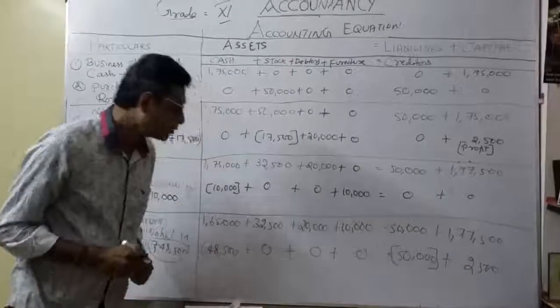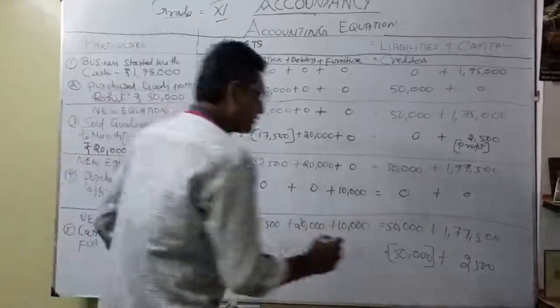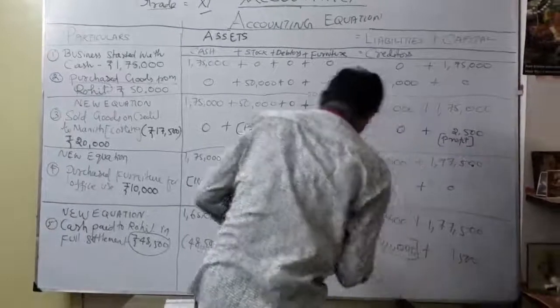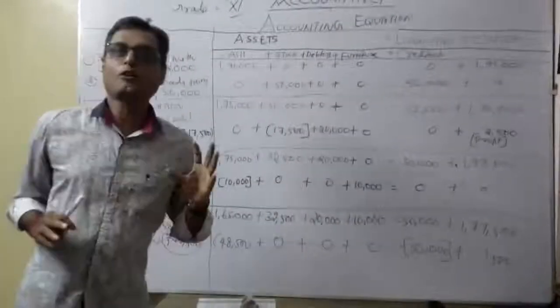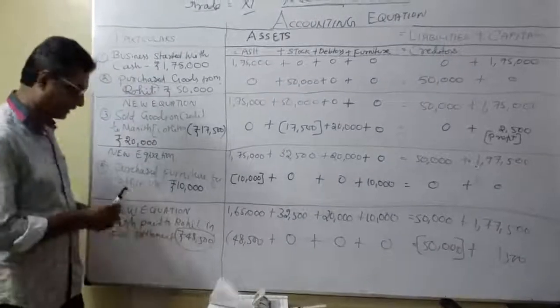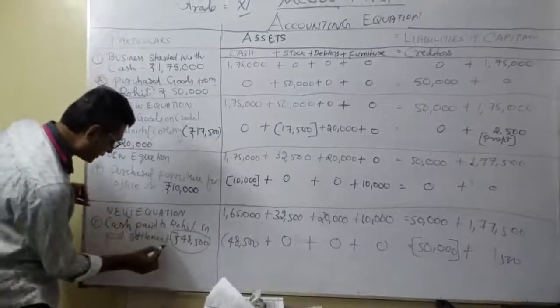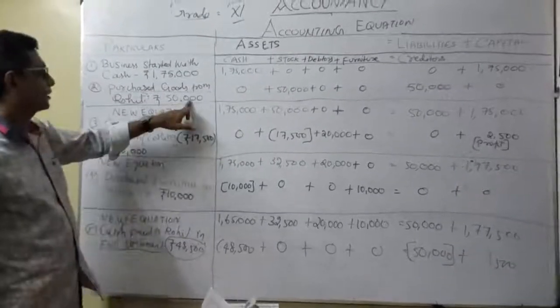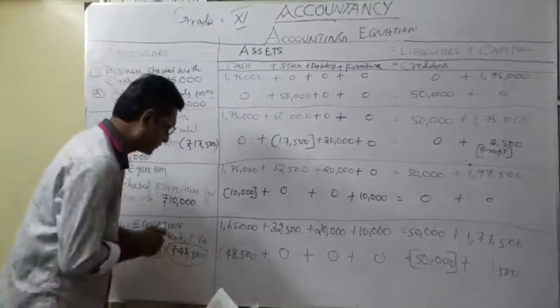Now understood? 1,500. Sorry, 48,500. So 1,500 we got as gain. We wanted to pay actually 50,000. How much did we pay? Only 48,500. That's why the VAT is very important. What is the VAT? Full settlement. How much did you want to pay? 50,000. But you paid only 48,500.